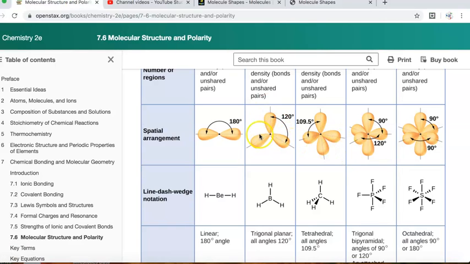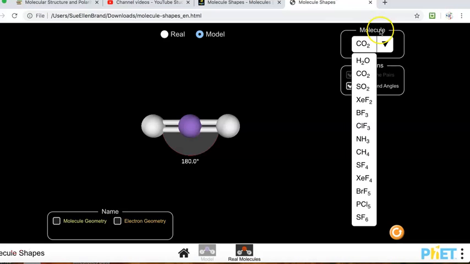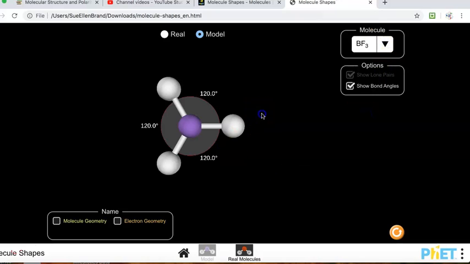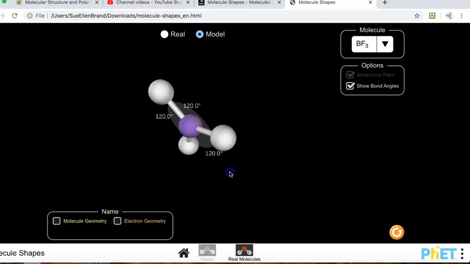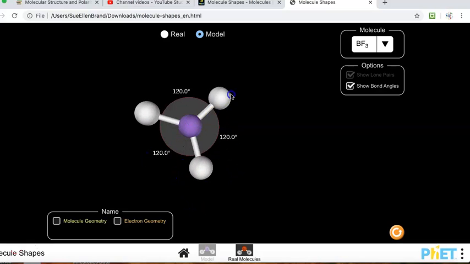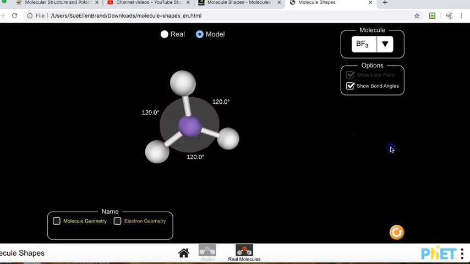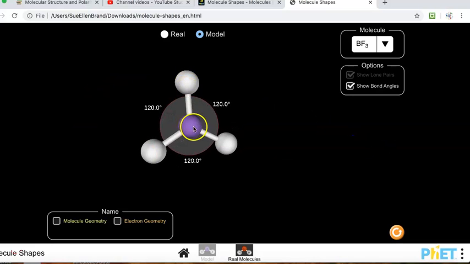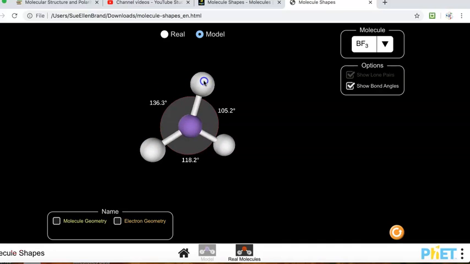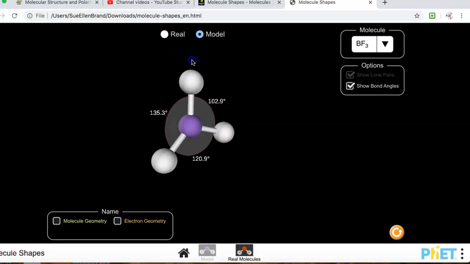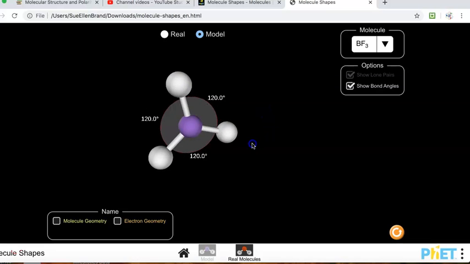So this is what it looks like here on the table. And then BF3 here, this is trigonal planar. So notice that the 3 atoms here are on the same plane. Okay, to me it kind of looks like a Mercedes sign. Okay, if you think about the Mercedes sign, it has this shape to it. Bond angles are 120 degrees. I mean, you can move it around, but it's going to be reset to 120 degrees for all the bond angles here for this molecule. All right, so that's trigonal planar.